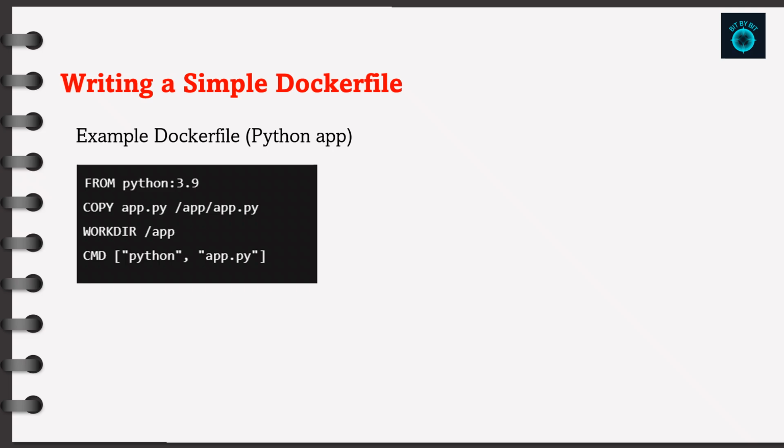Next line, WORKDIR /app. This sets the working directory inside the container to /app. That means future commands will run in that folder. Last line, CMD ["python", "app.py"]. This tells Docker that when the container starts, it should run the command python app.py. With this short Dockerfile, we have packaged our Python application into a reusable image.